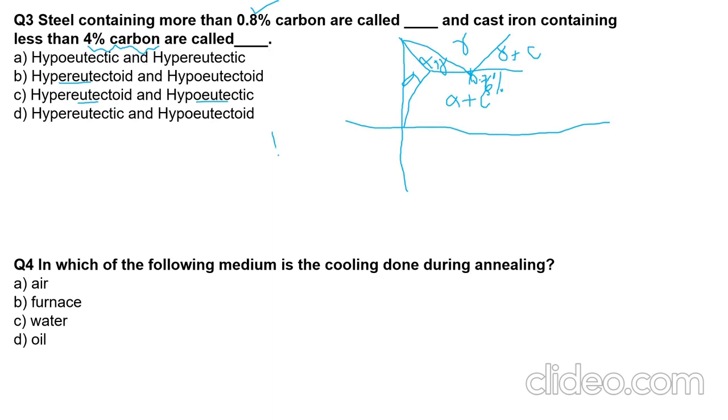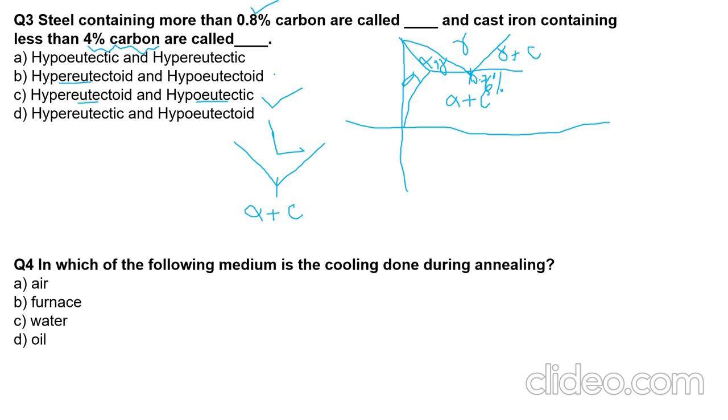Why? Because in the iron carbon diagram, at the eutectic point, which is around 4.46, you have a phase of liquid in equilibrium with alpha plus cementite, for example. So this is your eutectic point. That is why option C will be right, not option B. Okay.